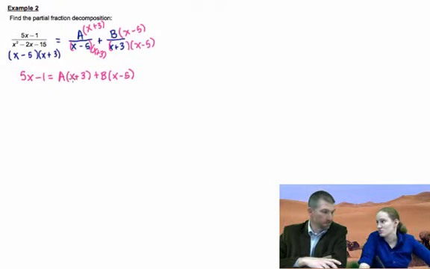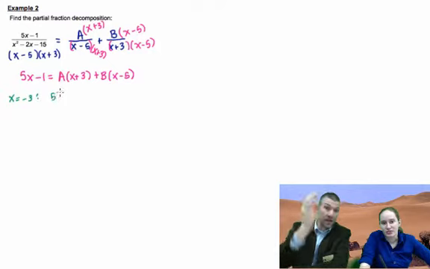Negative 3. If you put in negative 3, negative 3 plus 3 is 0, so that'll cancel that out. So we're going to start off by plugging in negative 3 for all the x's. So if we say x equals negative 3, everywhere we see x, we put negative 3 in.